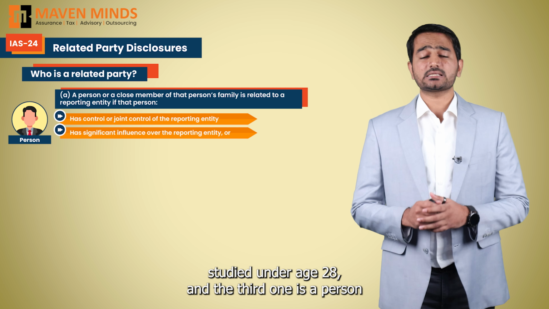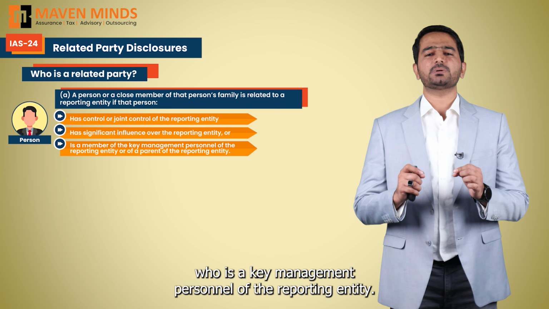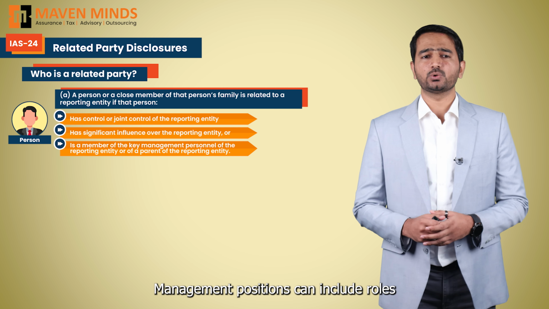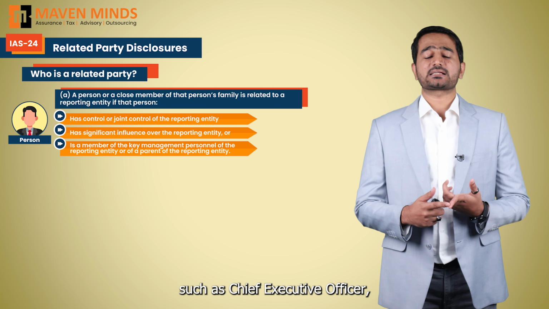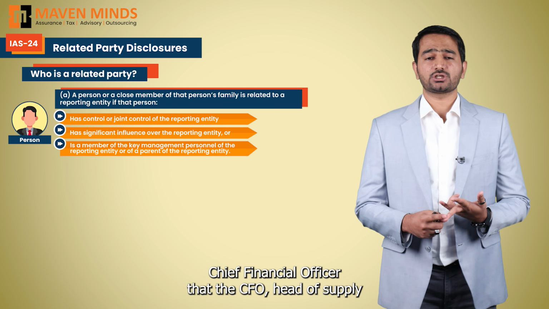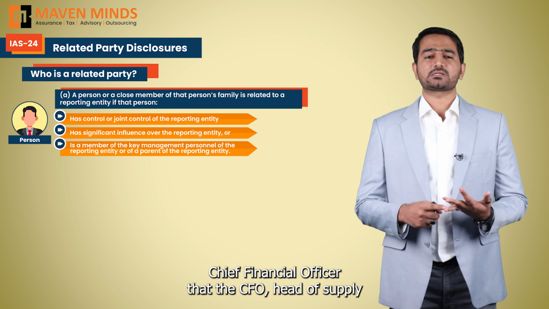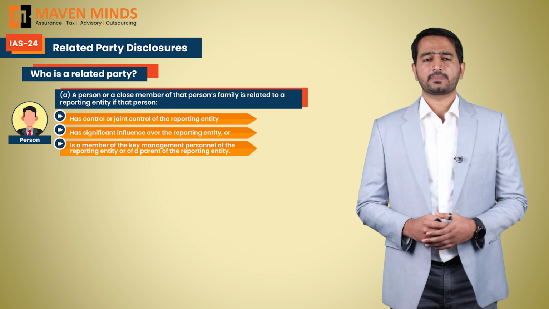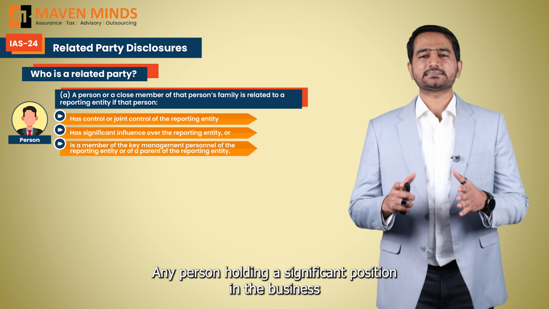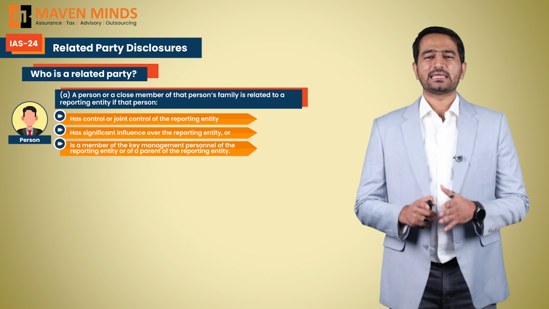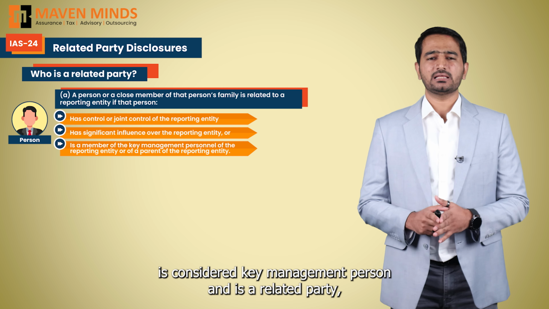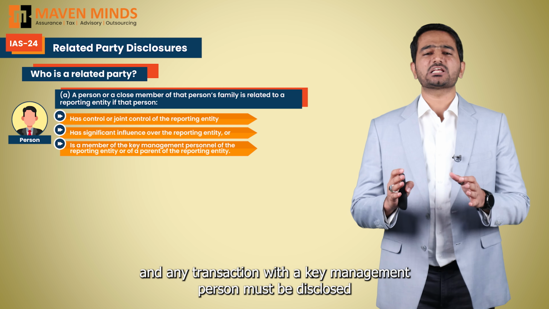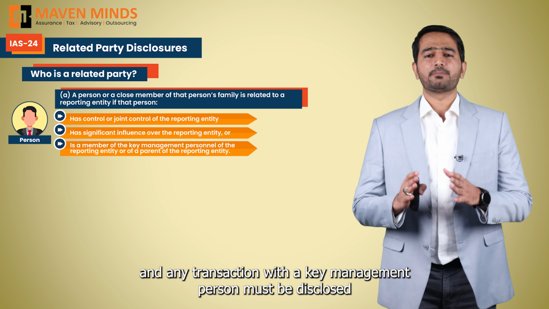And the third one is a person who is a key management personnel of the reporting entity. Key management positions can include roles such as Chief Executive Officer, Chief Financial Officer, that is CFO, Head of Supply Chain, Head of Marketing, Head of Sales, Head of Finance. Any person holding a significant position in the business is considered a key management person and is a related party. And any transaction with key management personnel must be disclosed.